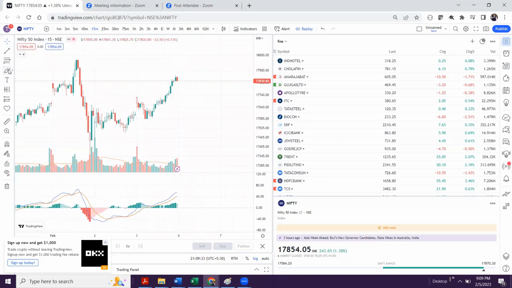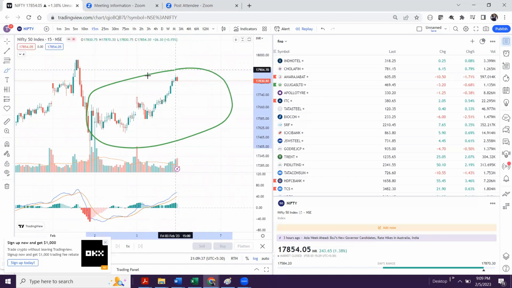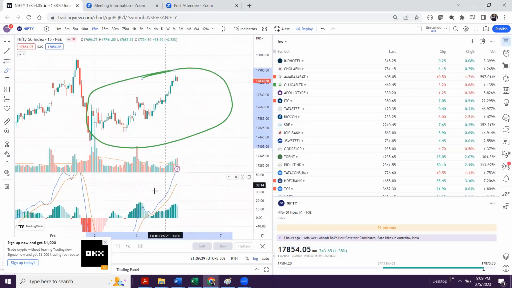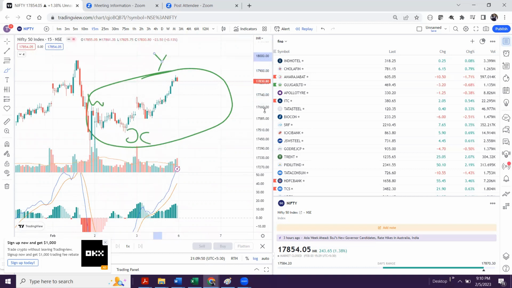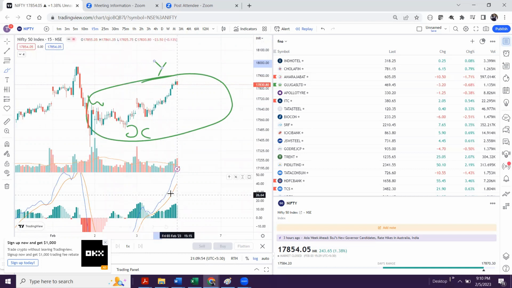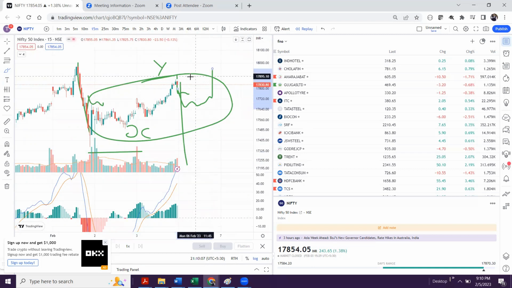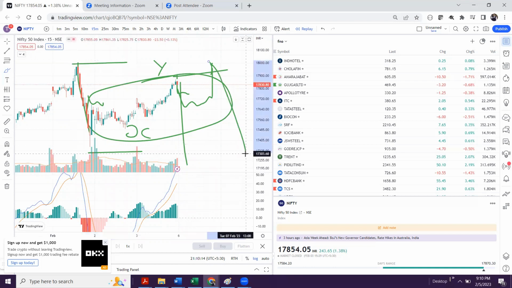Now, if you see, between this wave and this wave there is no divergence, so we can label this as W, X and Y. Since there is no divergence, we expect a small correction and one more push up. However, WXY can also be one complete structure, and then fall to the bottom, or we can get a small correction and one more push up. And after this push up, this can even break this and still fall.